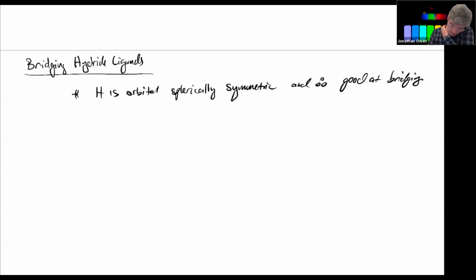So what's an example here of a bridging hydride? Well, one you're familiar with, I think. Two borons, two boranes getting together to make what's called diborane.